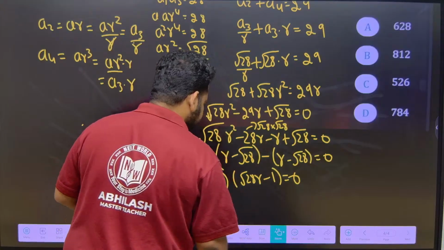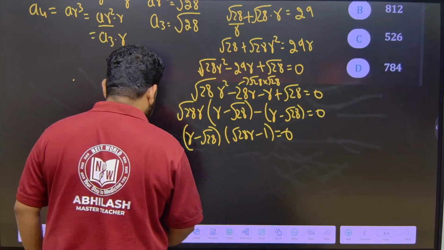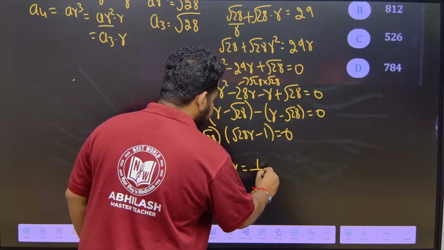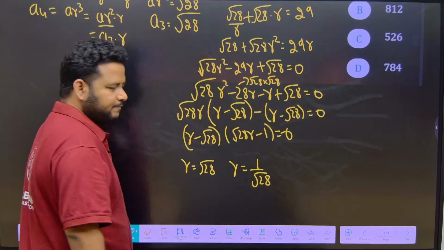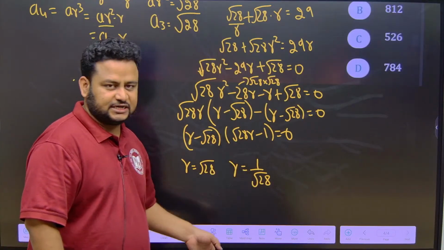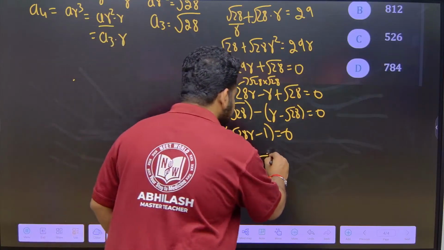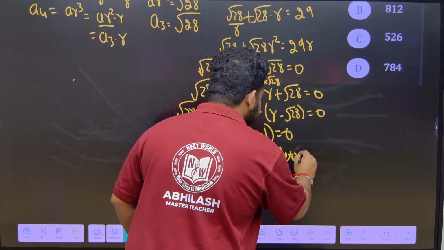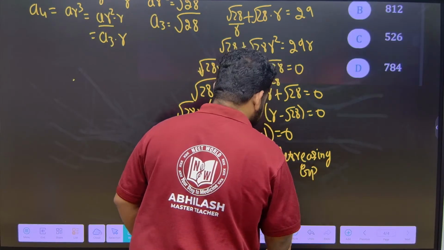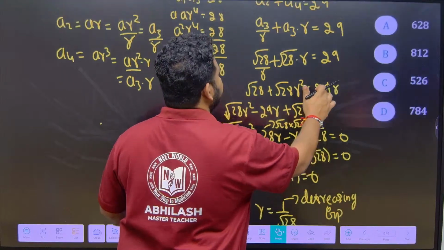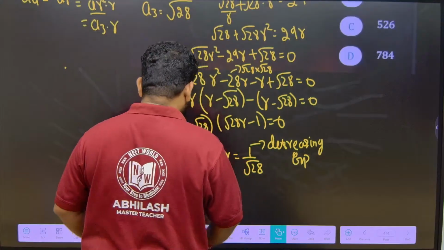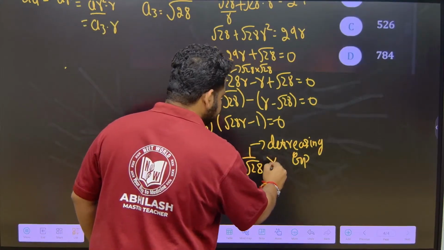Now finding the value of R is very simple. We will get R is equal to square root of 28, and R is equal to 1 by square root of 28. But out of this we can take only one value. If I take the common ratio as 1 by square root of 28, this will give us a decreasing geometric progression. But in the question they are telling us it is an increasing GP, with increasing positive integers. So we cannot take this value because this is a decreasing GP.